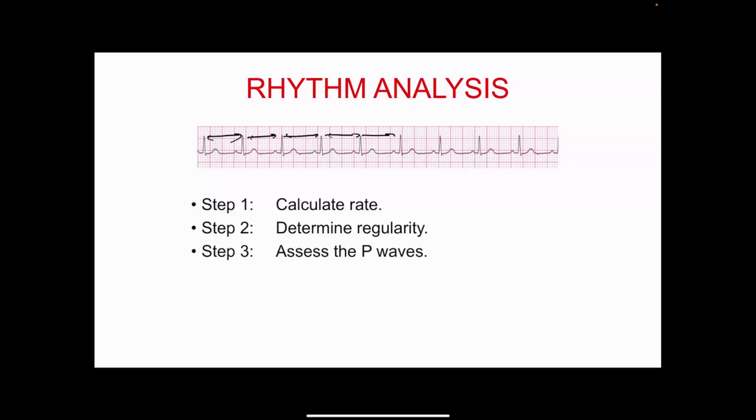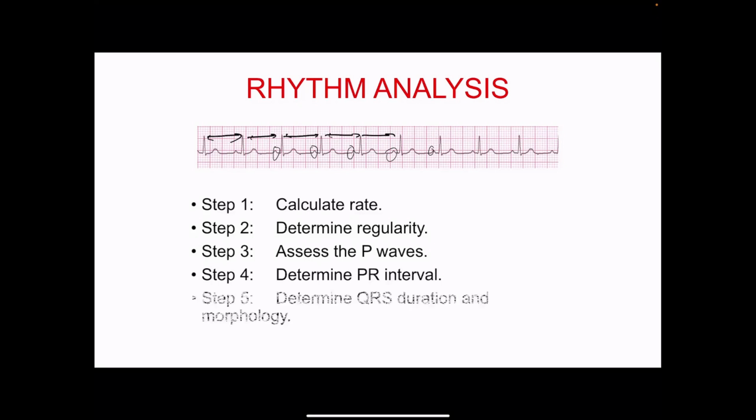Third step, you look at the P waves. Are there P waves? Yes, we have P waves and they look normal, everything is okay. This means the atria are contracting. Step 4, you determine the PR interval. And step 5, you determine the QRS duration and morphology. This is how you approach any ECG that you see, okay? There are exceptions here and there where you can just recognize the ECG just by looking at it. But in general, these are the steps you need to follow. Rate, rhythm, P waves, PR, QRS, okay?